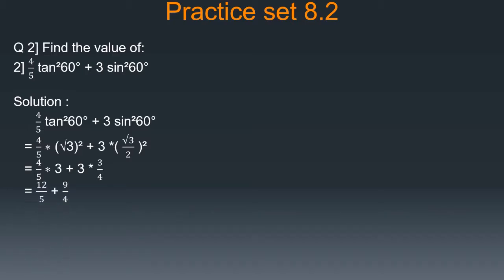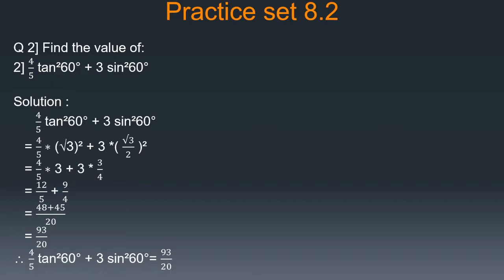4 into 3 is 12 upon 5 plus 3 into 3 upon 4 is 9 upon 4. Now in order to make the denominators equal, we need to cross multiply it. So we get 12 into 4 plus 5 into 9 upon 5 into 4. So 12 into 4 is 48 plus 5 into 9 is 45 upon 5 into 4 is 20. Now 48 plus 45 is 93 upon 20.